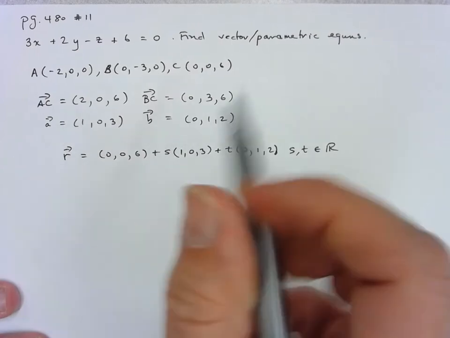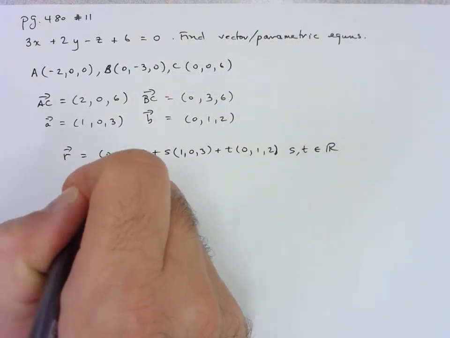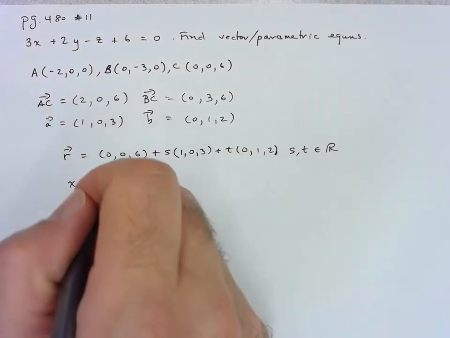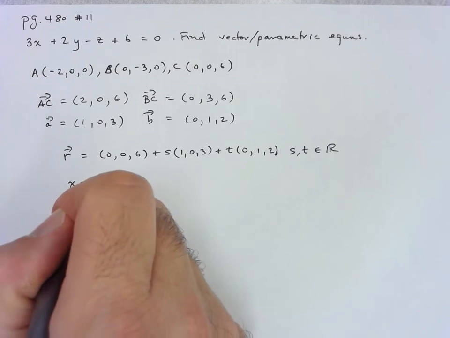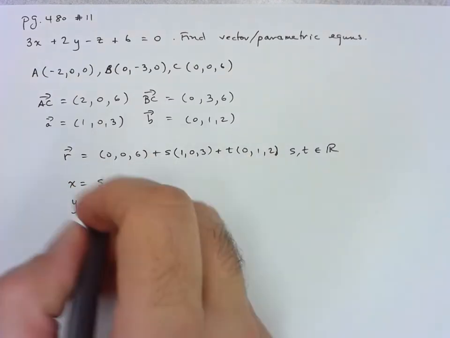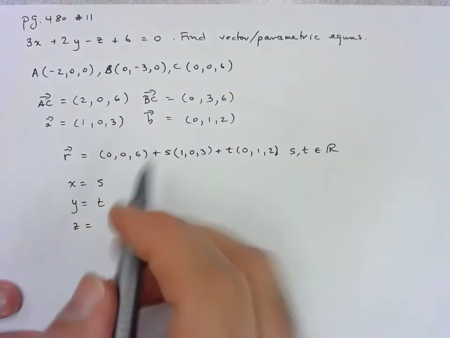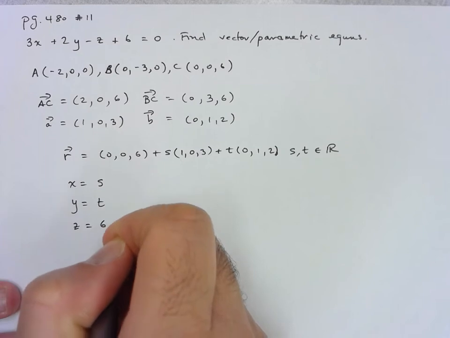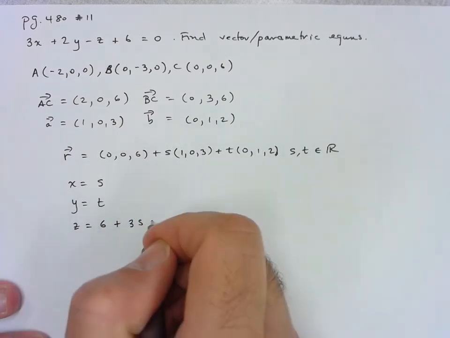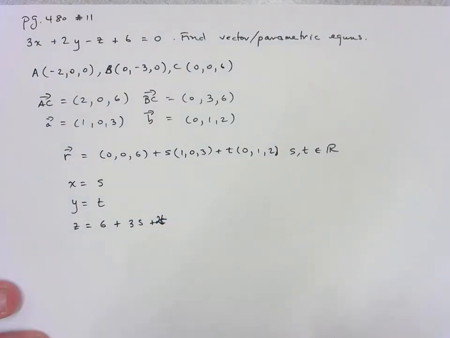Okay, so just to recap, to find vector, oh wait, sorry, just realized I have to find parametric, so let's do that. X is equal to, so 0 plus s plus 0, so just x is equal to s, nice and simple. Y is equal to 0 plus 0 plus t, so there's t, and z is equal to 6 plus 3s plus 2t. And there we go. There's our final answer.